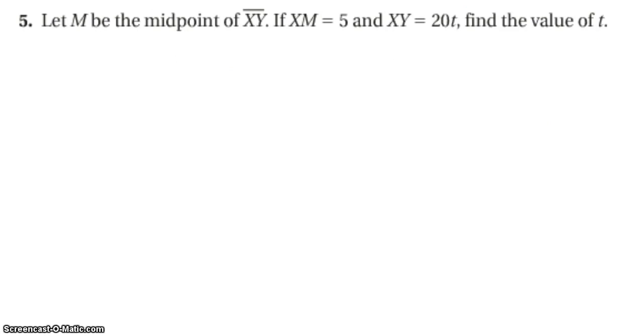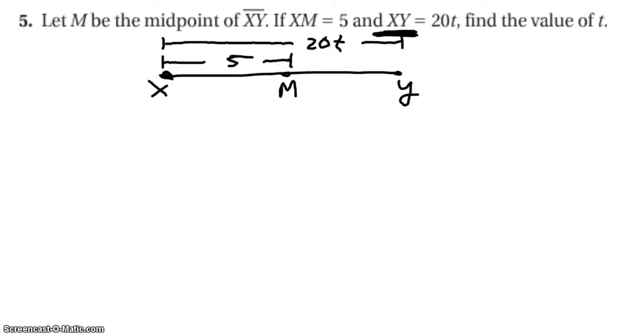What does a person do when you have this kind of a question? Draw it. So draw a picture and then solve. Okay, so this is different because the entire segment is 20t, but we're actually asked to find t, and we know that half of the segment is 5.